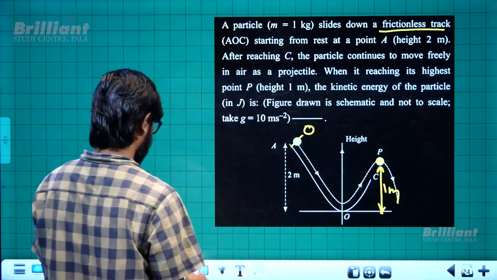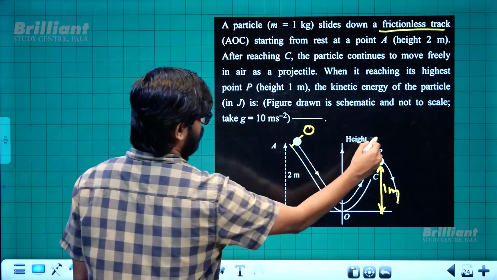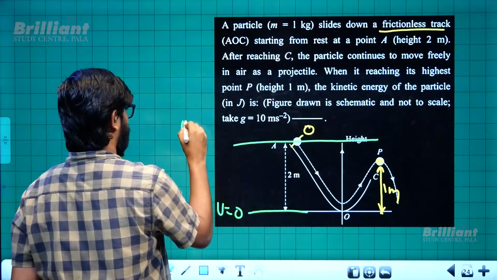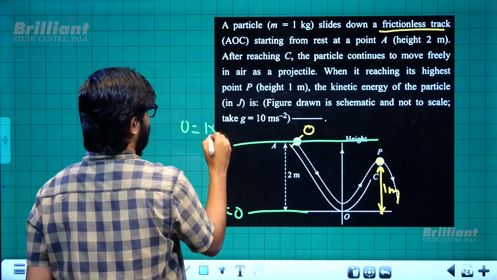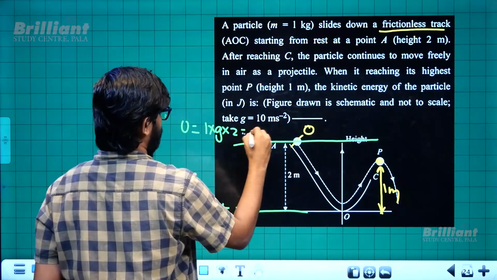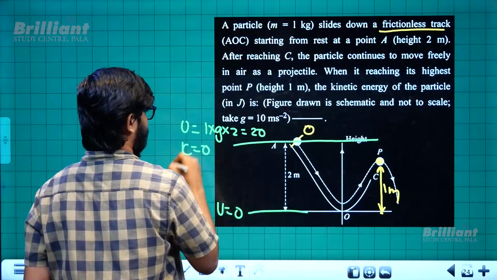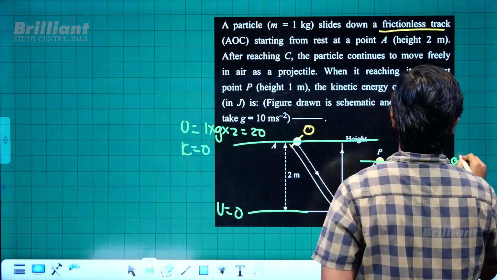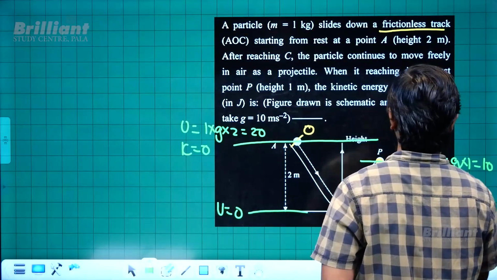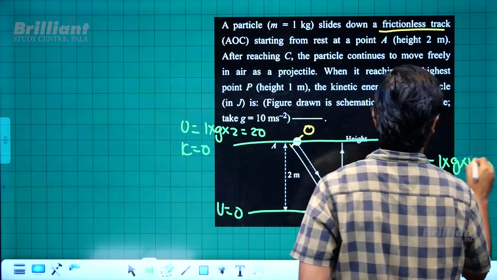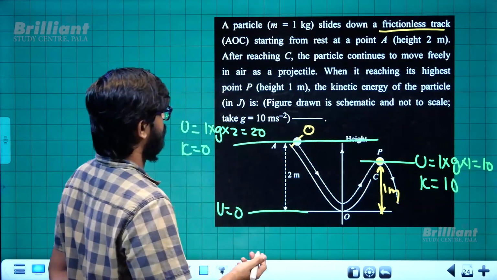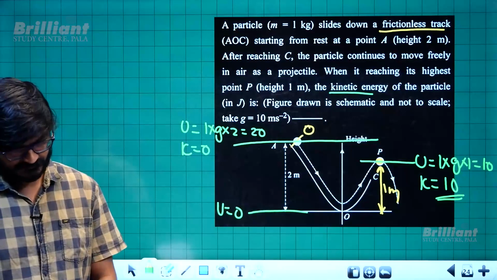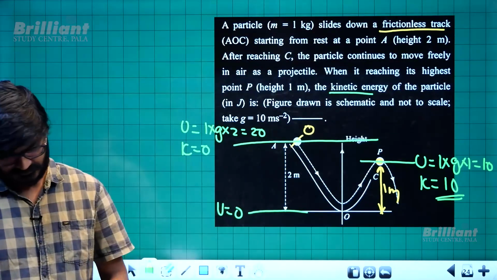Now they have given that this is the reference, so this potential energy is 0. What is the initial potential energy? Initial potential energy is mgh, which is 1 into g into h, that is 2, so which is 20 joules. Initial kinetic energy is 0. Now here what is the potential energy? Here the potential energy is m into g into h, which is 10. So the kinetic energy has to be 10 because total energy has to be 20, right? Yes, that's all. The kinetic energy of the particle is 10. That's question number 8.